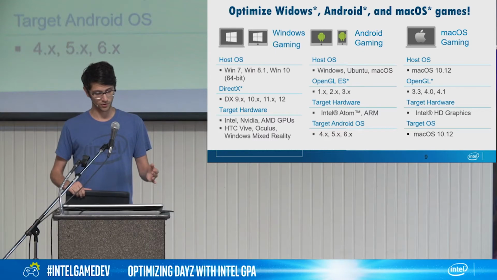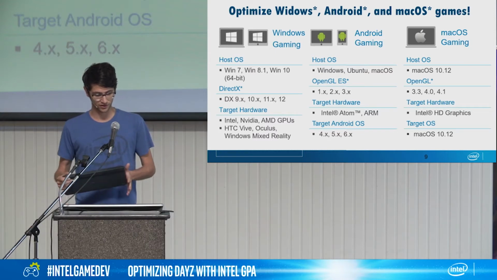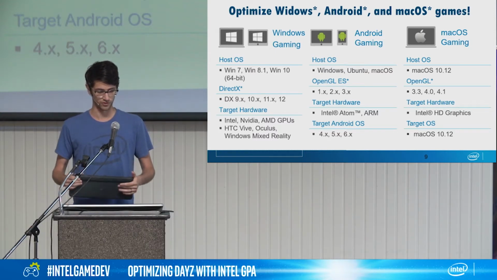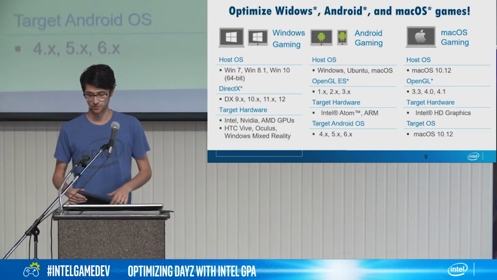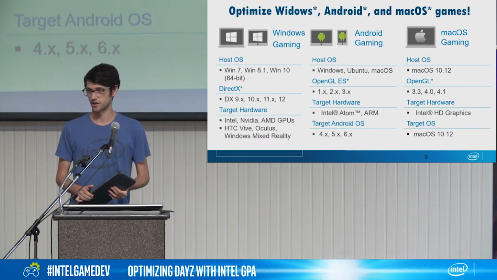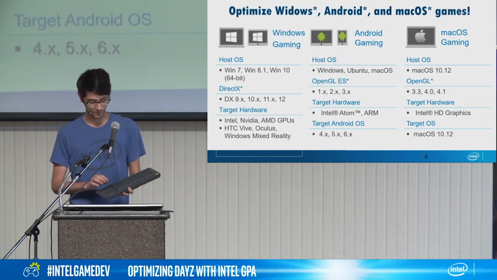We also support HTC Vive, Oculus, and new support for the Windows mixed reality stuff, if you guys have taken a look at that. So we do support UWP applications as well. On the Android side, if you're a mobile guy, we do support OpenGL ES, basically targeting Android 4 through 6, so that's Marshmallow. On the macOS gaming side, we support OpenGL on pretty much Sierra. So we're working on High Sierra support right now as well.